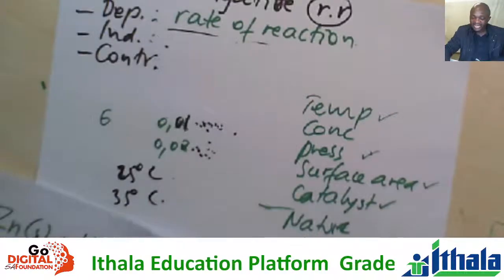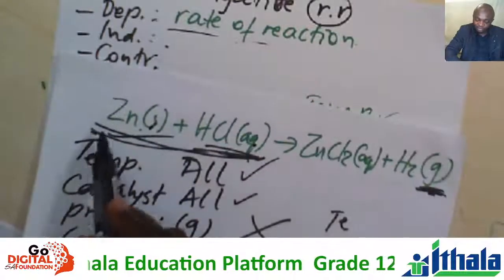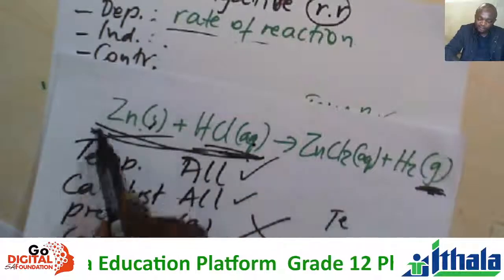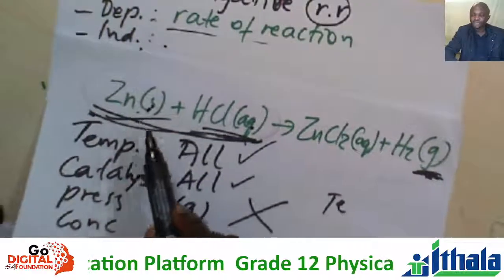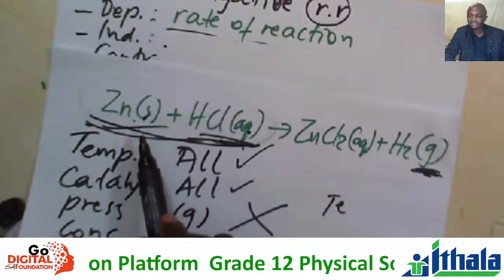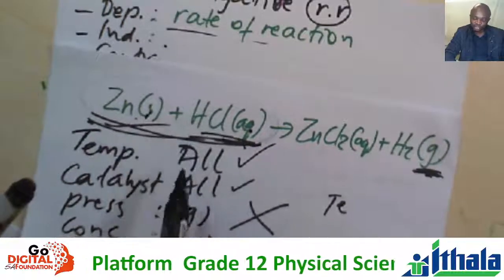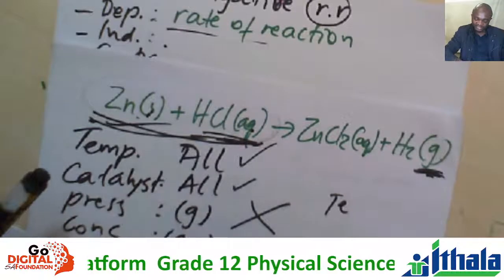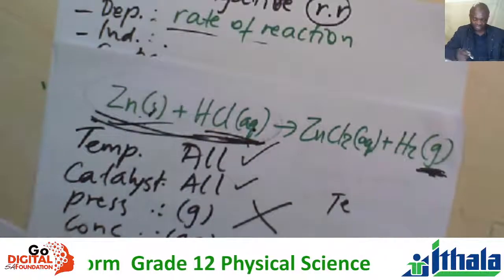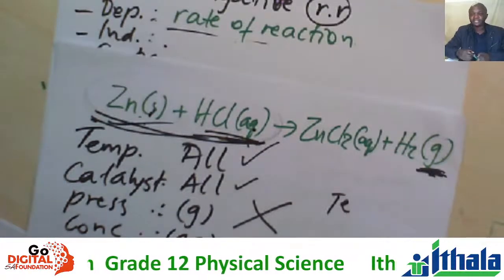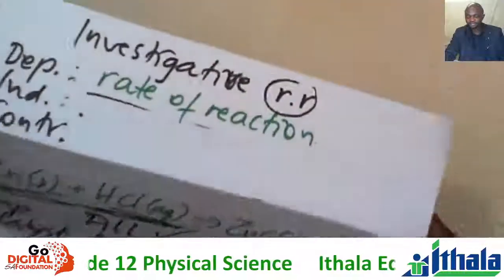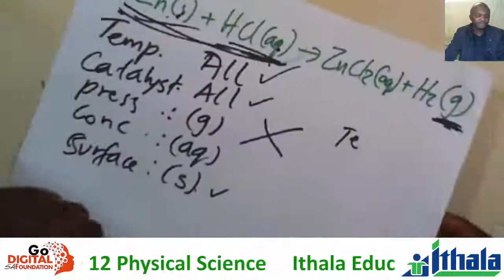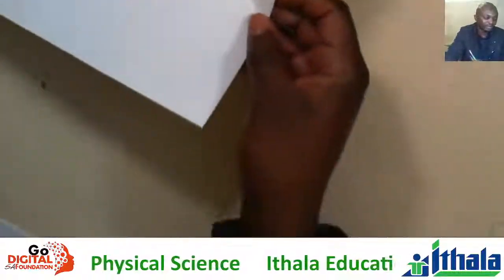For the rest that are applicable, check what you have in the reactants. What phases do you have in the reactants? Then it will tell you whether you are including a catalyst, pressure, concentration, and so on. Right? If you do it like that, I know you will be right. So think that we have covered everything about reaction rate.